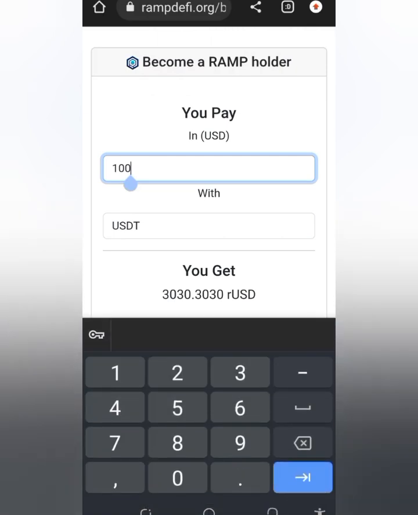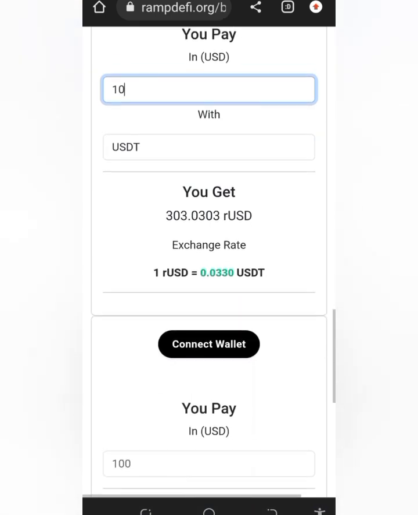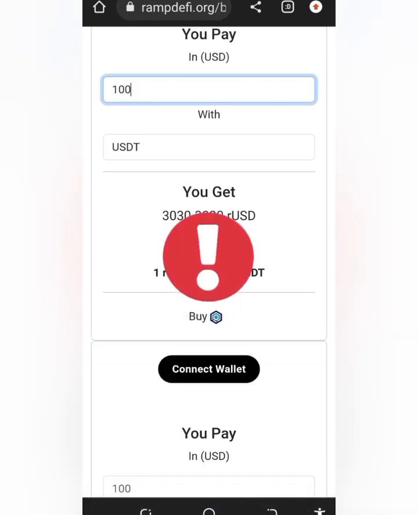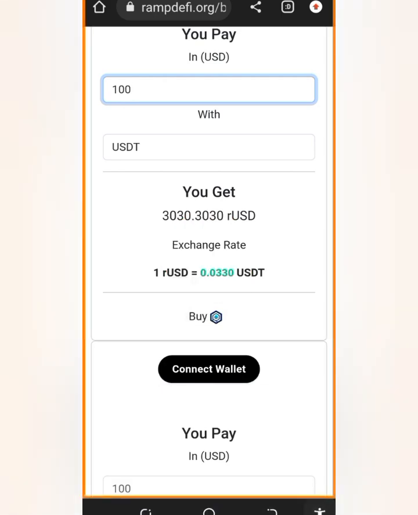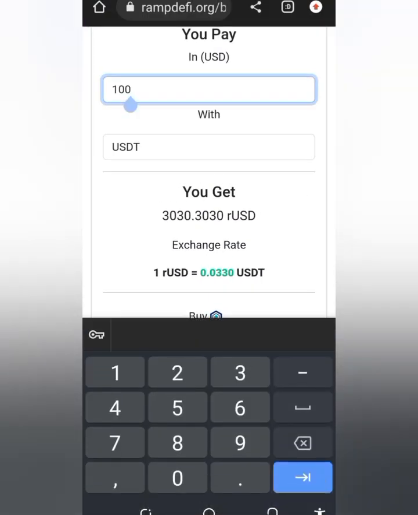Oh, now I'm seeing something here. $10 is too small. Now look at it right now, the buy button just arrived. Let me see if I change this to 20, will it allow me?